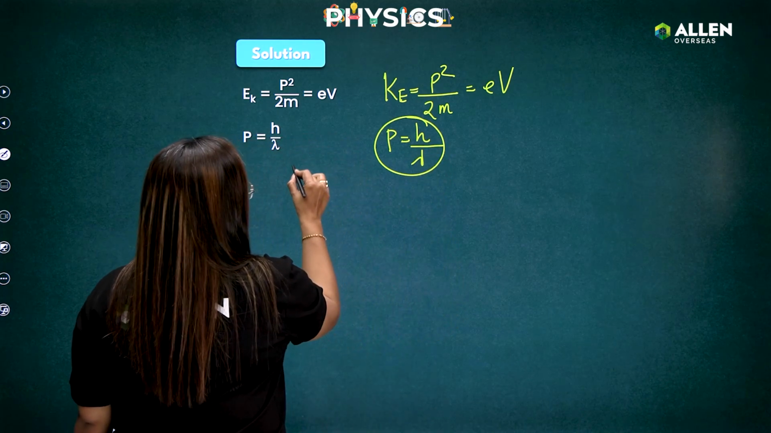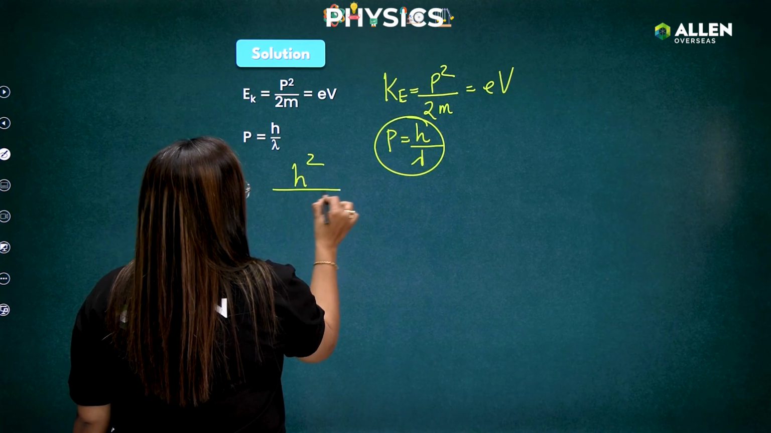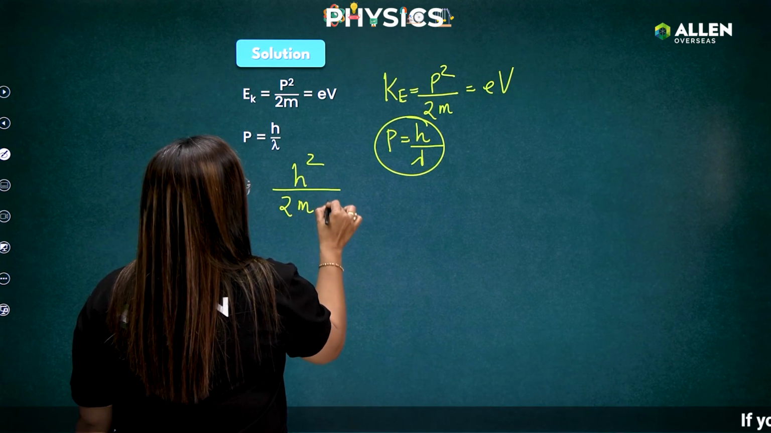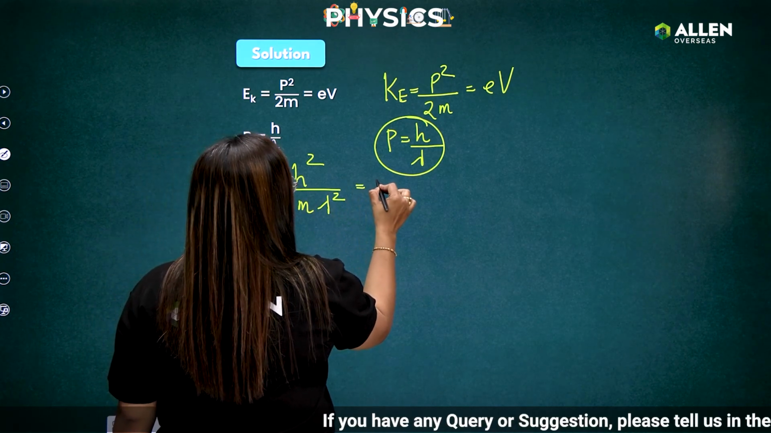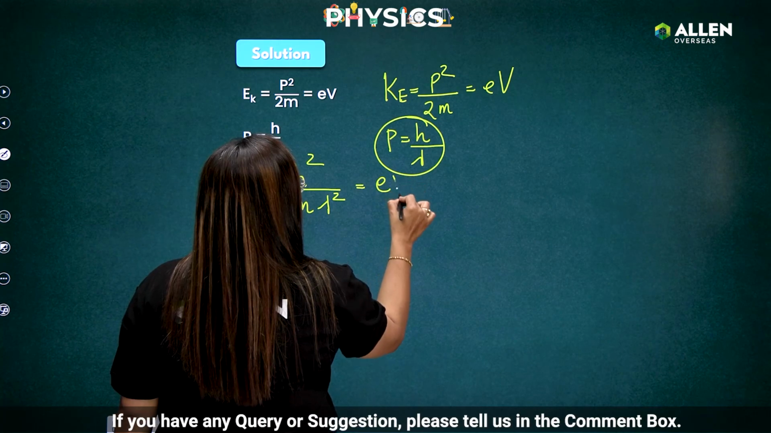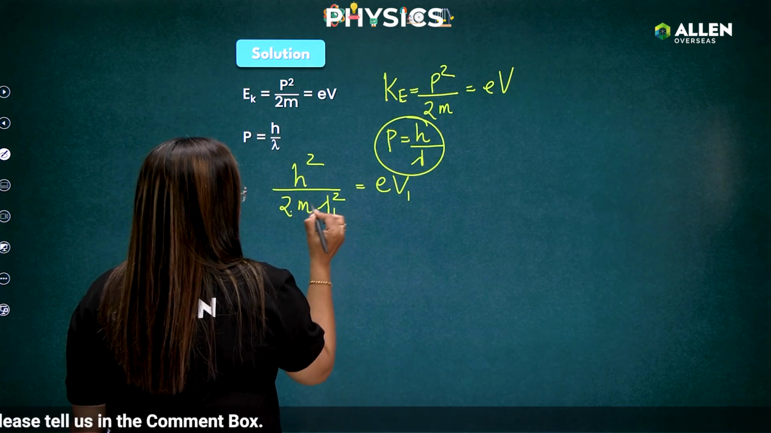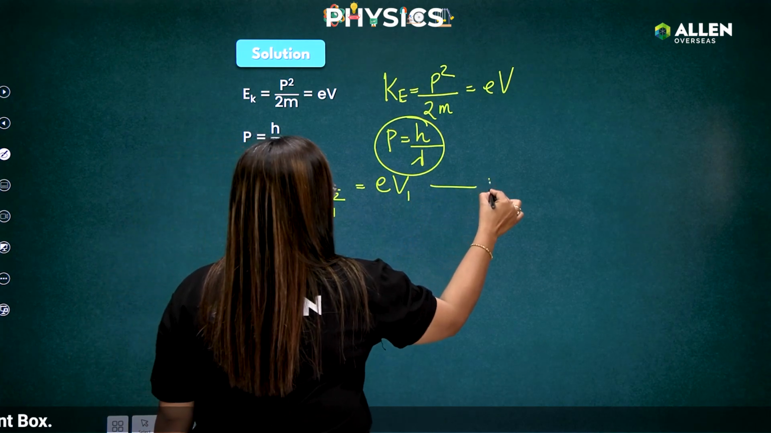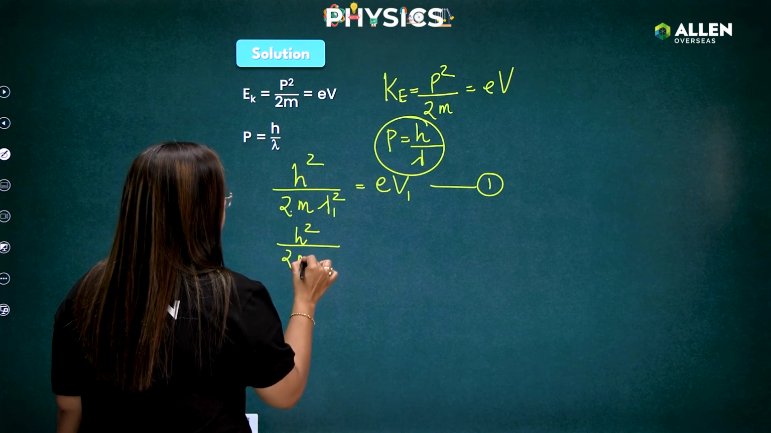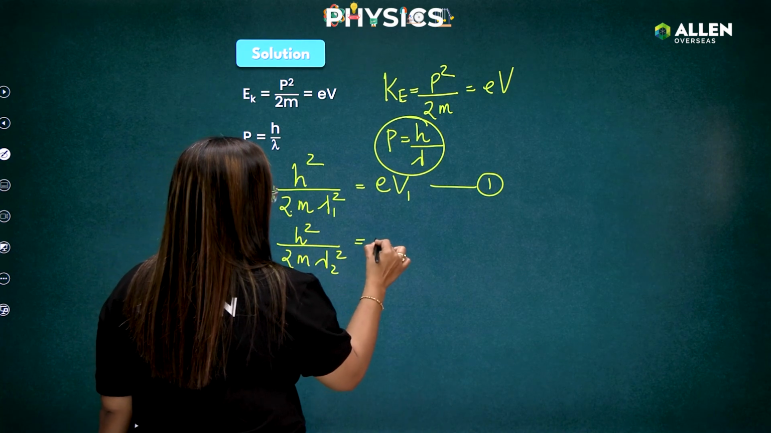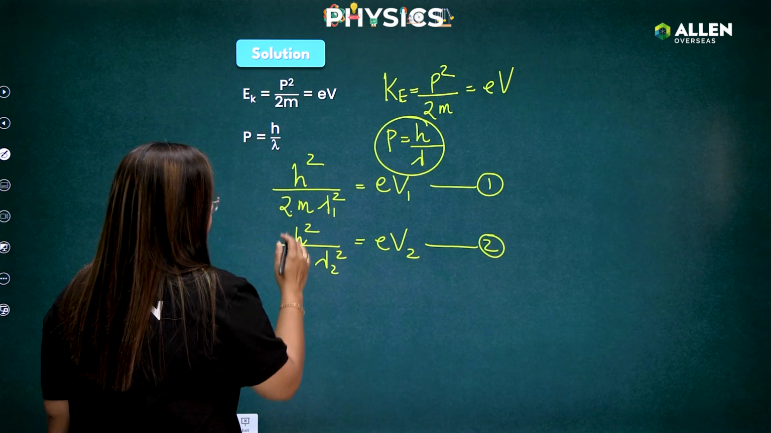So we can write here that P square divided by 2m, that means h square divided by 2m lambda square, is equal to eV1. You know this is constant, mass is going to remain constant, and this is lambda 1 square. This is equation number 1, and for equation number 2 we can write h square divided by 2m lambda 2 square is equal to eV2. This is equation number 2, and let us divide both of them.